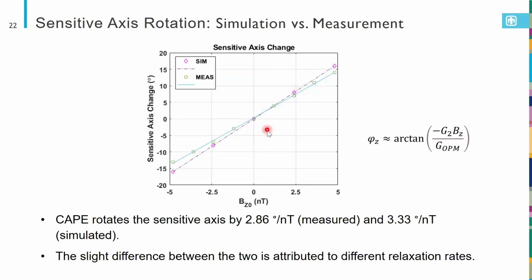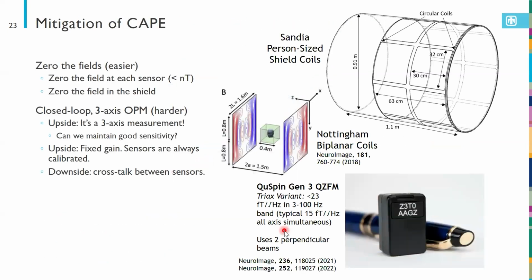Okay, so just looking at this cross-axis projection error and the rotation of the sensitive axis. Say if along the pump direction, the Z direction, we apply a magnetic field, how much does that rotate the sensitive axis by? For our particular case, we were rotating the sensitive axis by about 2.9 degrees per nanotesla. Okay, and so how do you mitigate this cross-axis projection error, or CAPE? The key thing is to maintain the atoms at zero field.